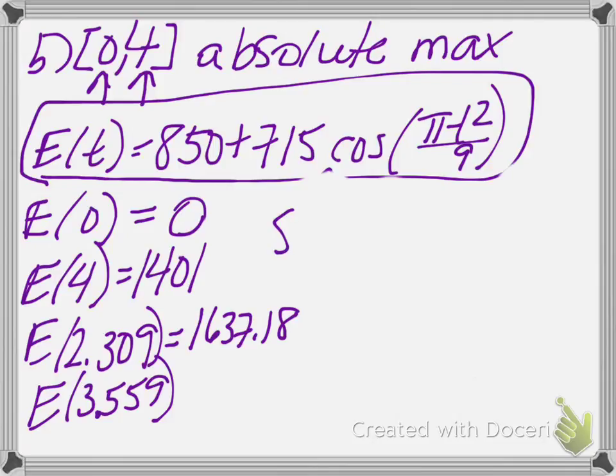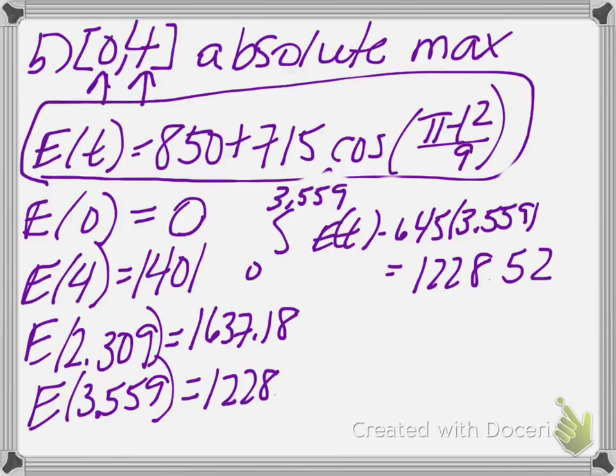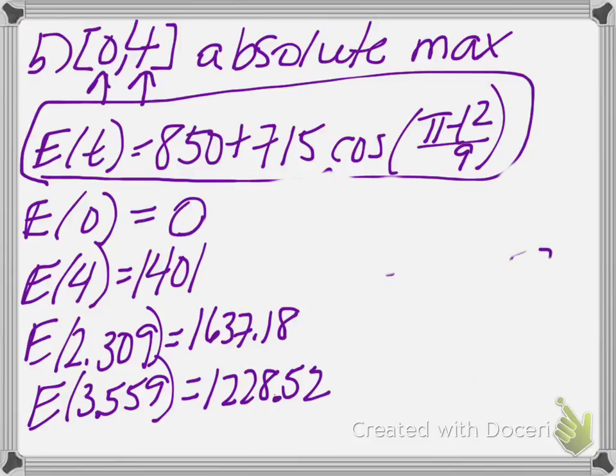Now we're going to do the integral going from 0 to 3.559 of E of t minus 645 times the 3.559. Okay, and when you do that on your calculator, you are going to get this number. Okay, so E of 3.559 is 1228.52. Okay, so you are looking for the absolute max, and so you look at all of these numbers, and you can see that right here, 1637.18 is the biggest number.